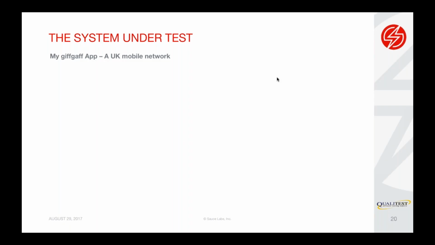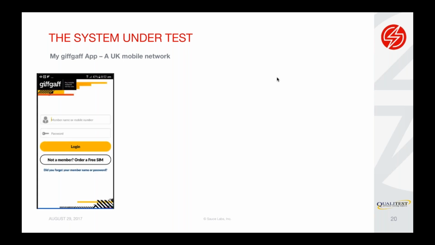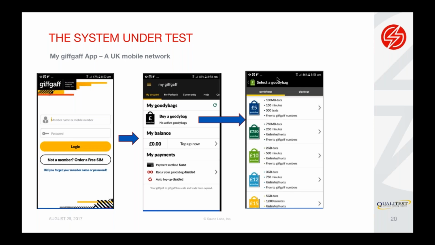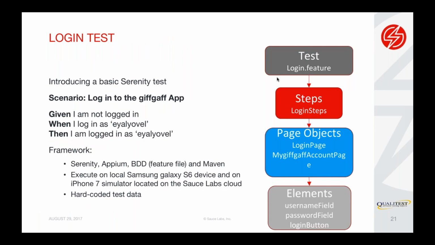So what is the demo environment? I will run the demo on my GiftCraft app. GiftCraft is a UK mobile network. This is the first page where the members need to log in. After the login, the member can manage their account. For example, buy a goodie bag, that is the monthly package, or select to top up, and more.